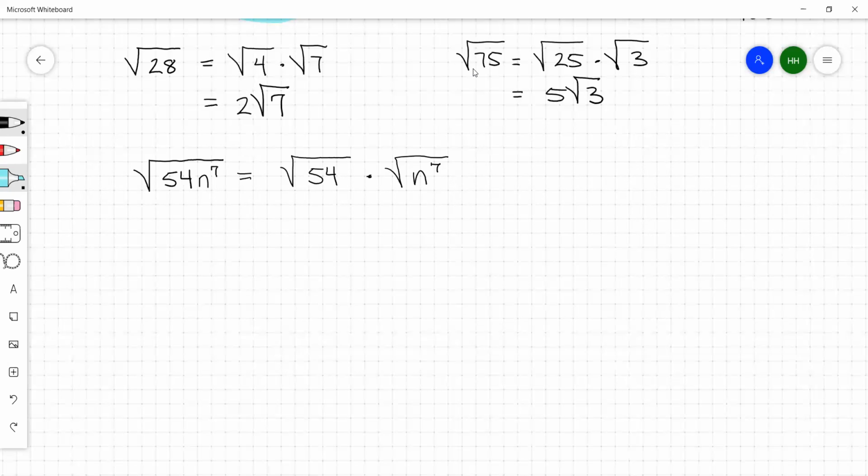The largest perfect square that goes into 54 evenly is 9. So the square root of 54 becomes the square root of 9 times the square root of 6. The square root of n to the 7th becomes the square root of n to the 6th times the square root of n. Now you simplify your perfect squares. Square root of 9 is equal to 3. Square root of 6 is in simplest form. The square root of n to the 6th is equal to n to the 3rd. And the square root of n is in simplest form.